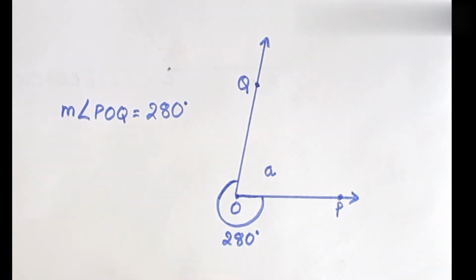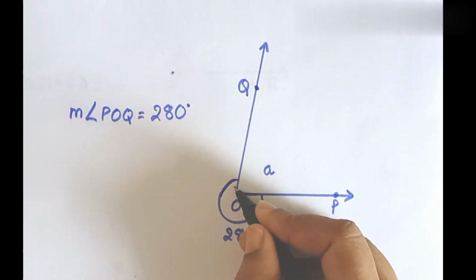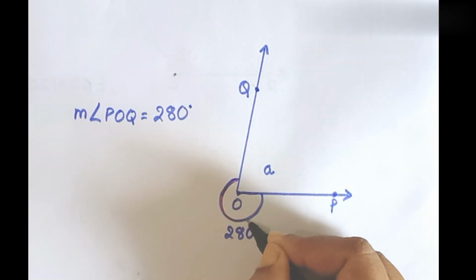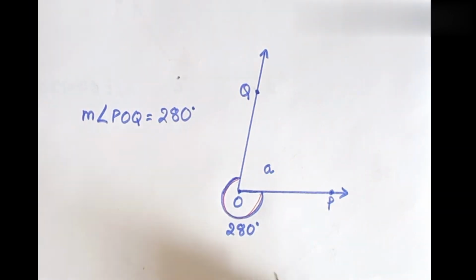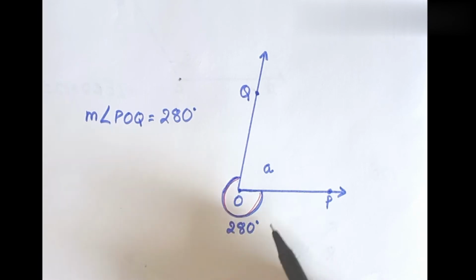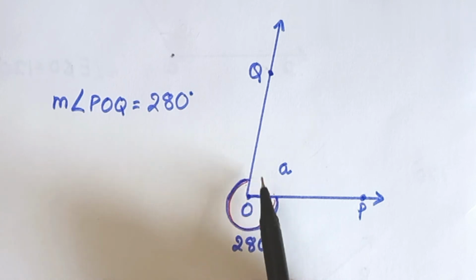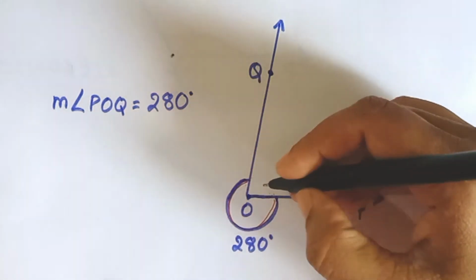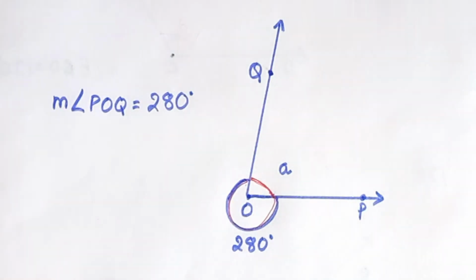You can see here angle POQ is the reflex angle. You can see this circle, the bigger circle. This is your reflex angle. You know that the complete angle is 360 degree, right? From here to here it is 280. And if I add this portion, that is angle A, this will become 360, a complete circle, right?